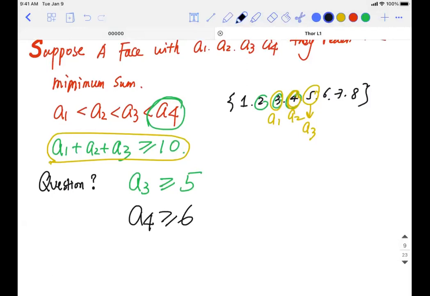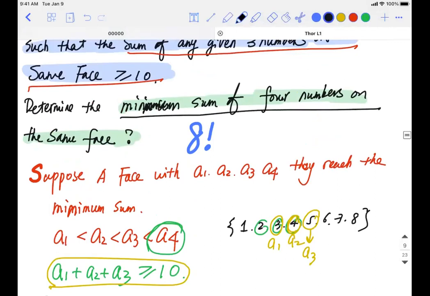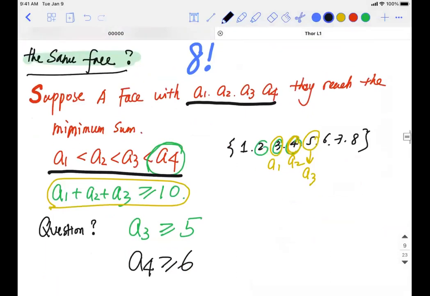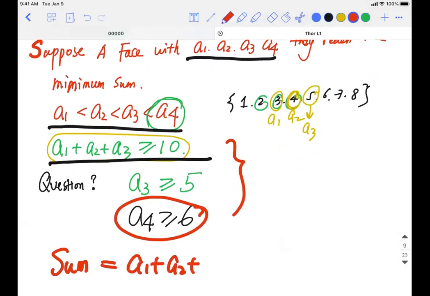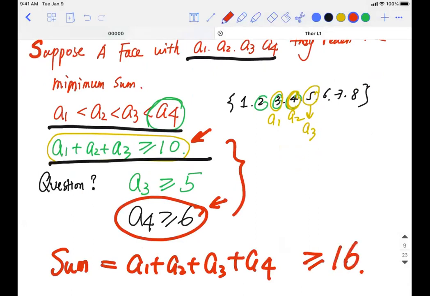Okay. What is the question asking for? The question is asking for the minimum sum of 4 numbers on the same face. Now, we suppose we have already found such a special face, with A1, A2, A3, A4 reaching the minimum sum, and A1 is less than A2, A3, A4. Now, you know A1 plus A2 plus A3 is greater or equal to 10. Automatically, A4 is greater or equal to 6. So the sum A1 plus A2 plus A3 plus A4 will be greater or equal to what? 16. Is that right? You just have to add these two things together.